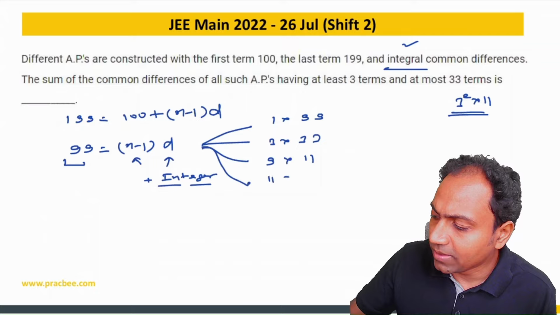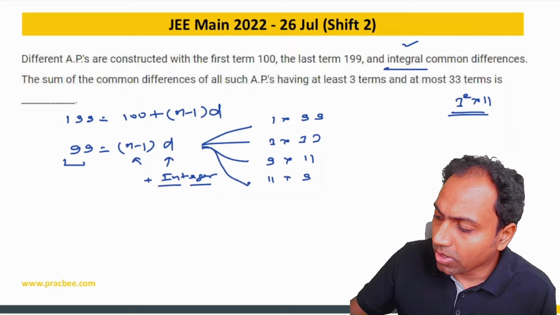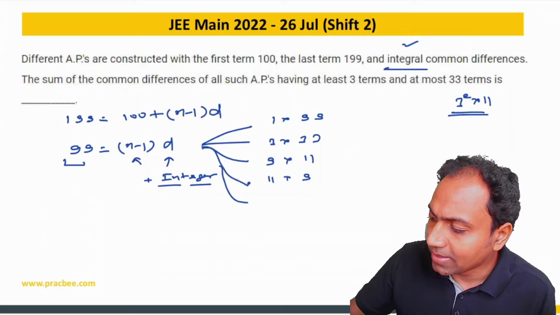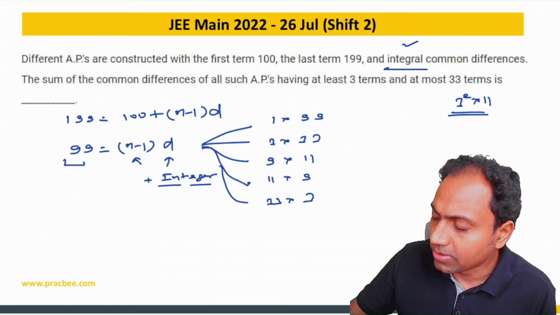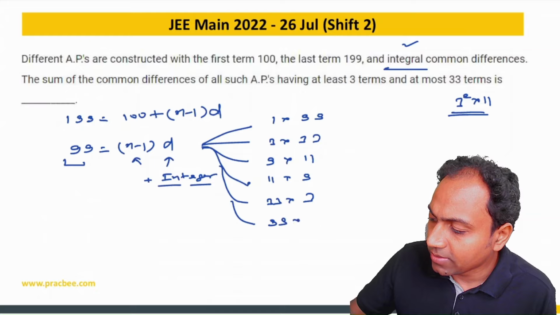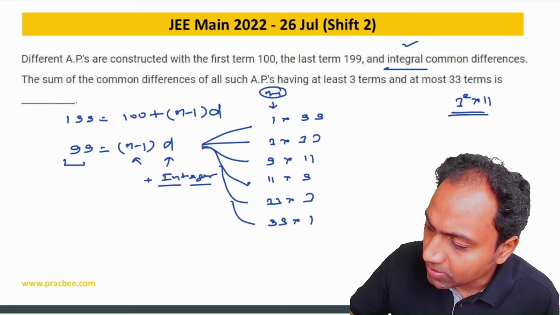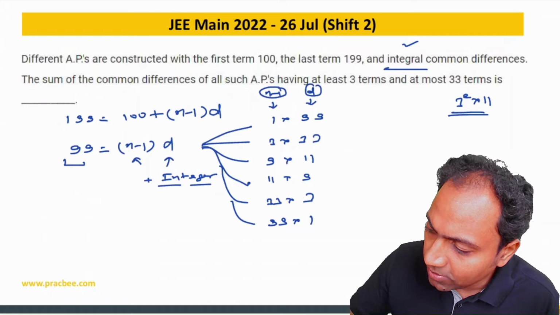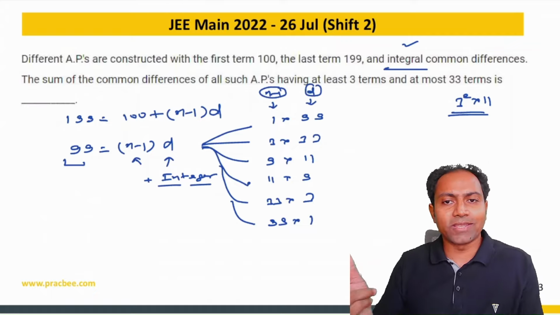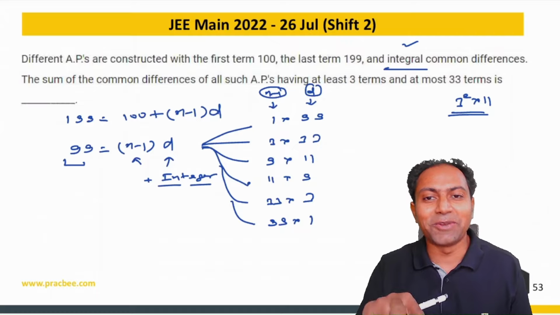Another case we can write 11 into 9. Or we can take one more case and write this as 33 into 3. And another case we can do is we can write this as 99 into 1. So here this value that we are writing is nothing but the value of n minus 1, and this value that we are writing is the value of d. So 1 into 99 is different than 99 into 1 because the value of n minus 1 and d will get reversed.